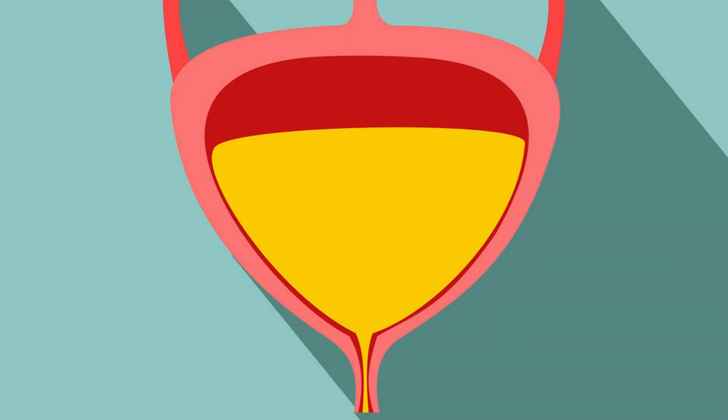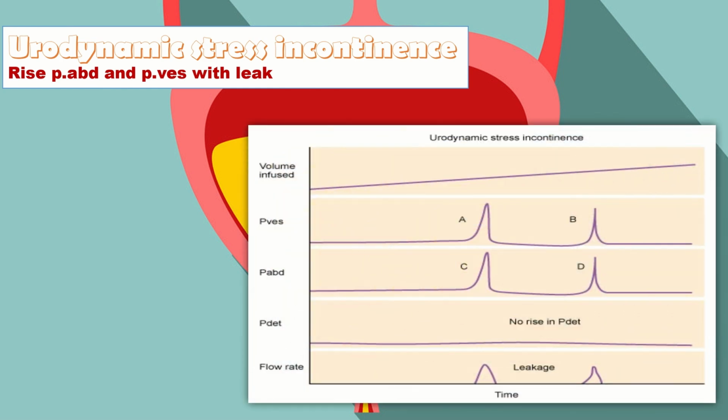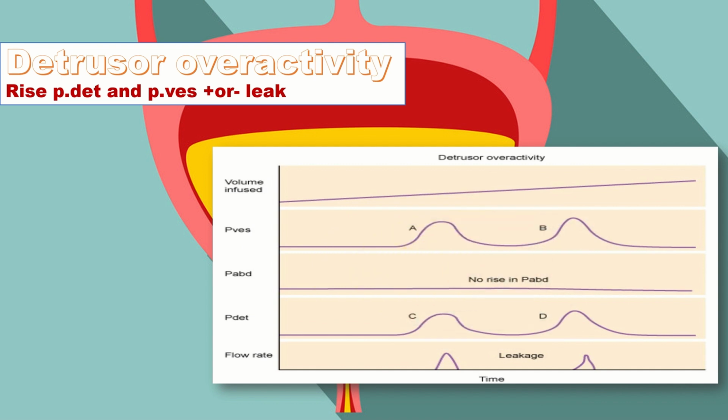In urodynamic stress incontinence, there is a rise in abdominal and vesical pressure with a leak, which you can see here. There is no rise in the detrusor pressure. In detrusor overactivity, there is a rise in detrusor pressure associated with a leak, which you can see here.